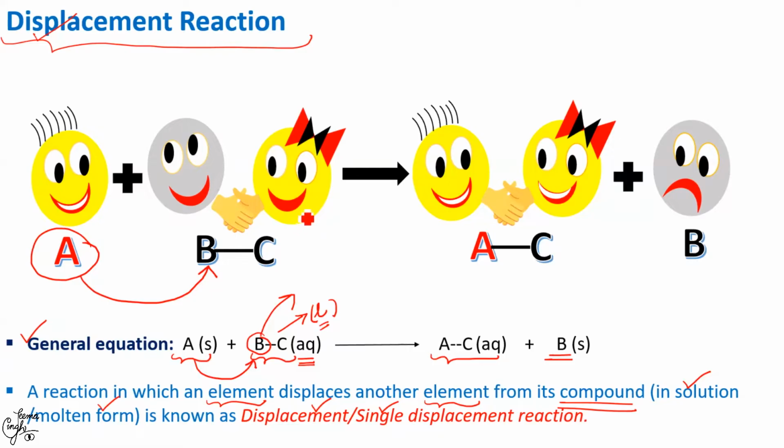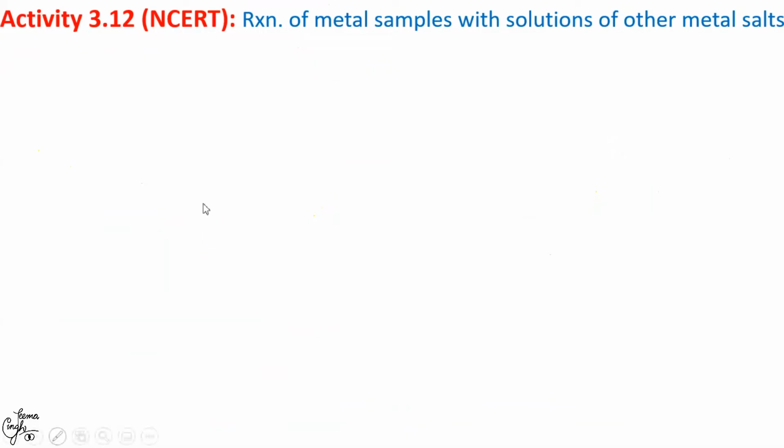Now let us try to understand how displacement reactions can help us in arranging the metals on the basis of their reactivities. For this we will undertake a couple of activities. The first activity that we will take is from NCERT. The activity is reaction of metal samples with solutions of other metal salts.